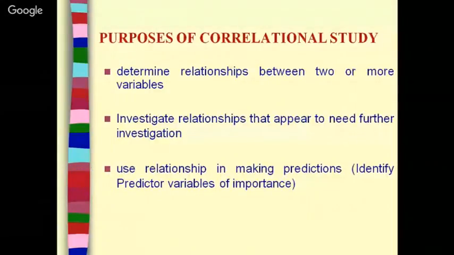And we use relationships in making predictions also. The point is to identify predictor variables of importance. Say, if I want to know how the academic achievement of a student is related with the other earlier variables.